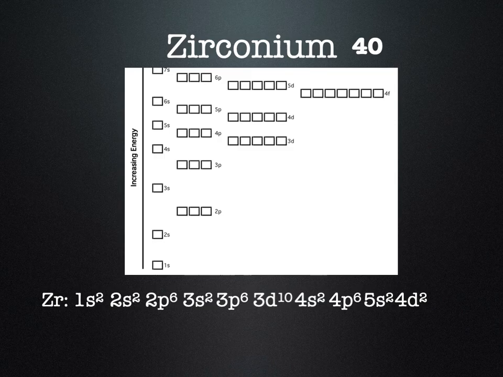Now, I'm going to leave the 4d there on the end because it's not filled. I'm not going to move it back with the rest of the 4. So we always want the unfilled orbital, or the orbital in the process of being filled, on the end of the electron configuration. And that is how you do electron configurations.